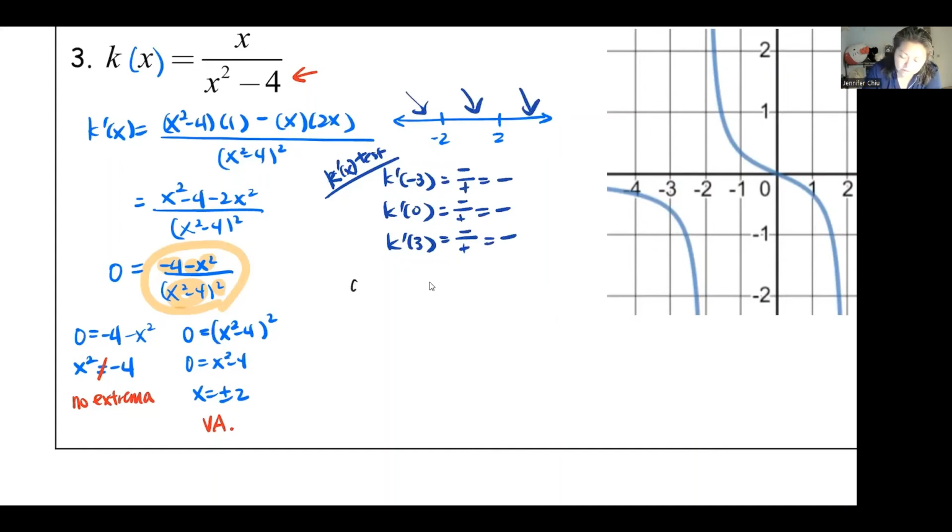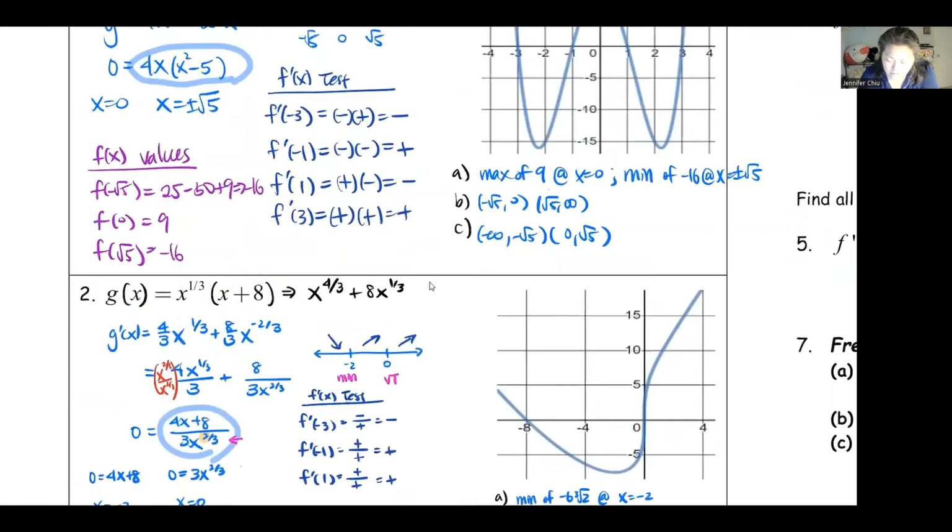So this answer is very straightforward. You're looking for whether or not you have an extrema. Do you have any local extreme values? Nope, none. Any intervals on which this is increasing? Nope, none. Intervals on which this is decreasing? The whole thing, but you have to break it up. It decreases from negative infinity to negative 2, negative 2 to 2, and then 2 to infinity. Okay, all right, so let's double check that we answered all the questions.